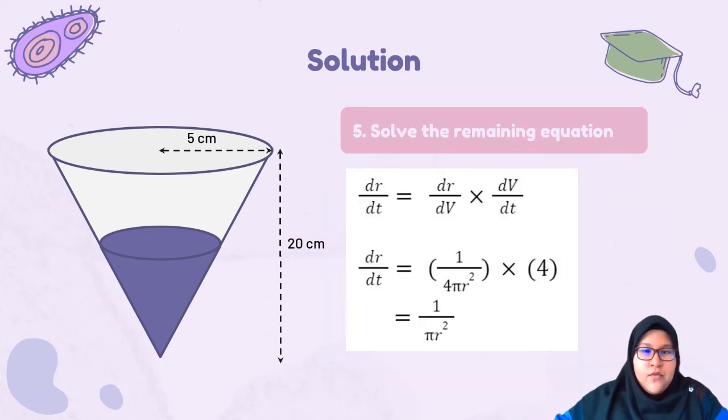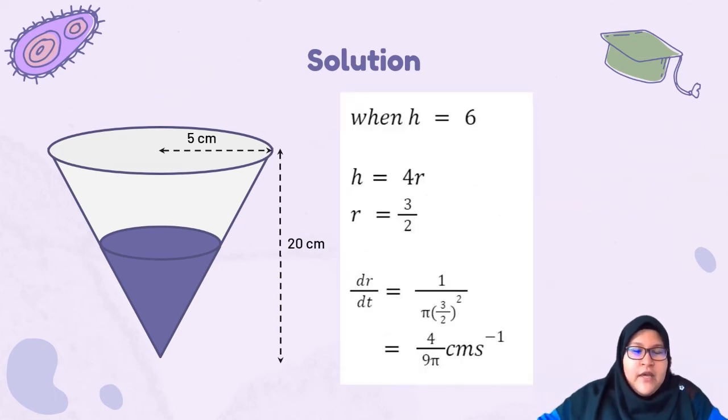The last step, we have to solve the remaining equation. So now we have to find the value of dr over dV. But in the previous step, we found the value of dV over dr. So to find the value of dr over dV, we have to divide 1 by dV over dr. So dr over dt will be equal to 1 over 4 pi r squared multiplied by 4. And simplifying it, we get the answer 1 over pi r squared.